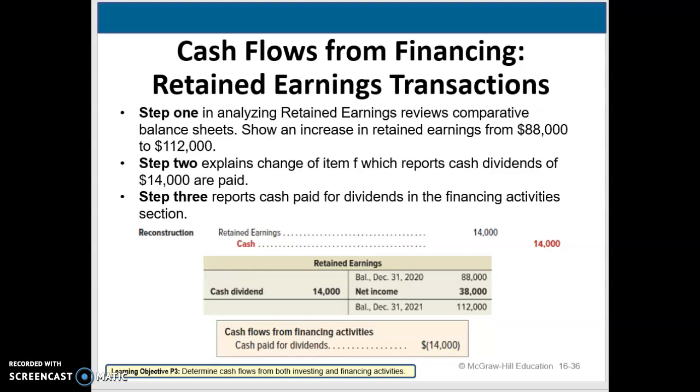So our first step is to analyze the retained earnings account to review the comparative balance sheets that was shown before, and it showed an increase in retained earnings from $88,000 to $112,000. So we have to look at, well, what happened in retained earnings? Well, item F of the additional information provided showed that we had cash dividends of $14,000 being paid. So cash paid for dividends was $14,000. So now we've identified all of the cash inflows and outflows, and then we had one non-cash investing and financing transaction. So let's look at our balances.